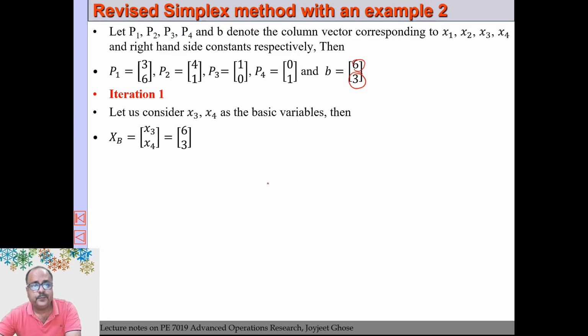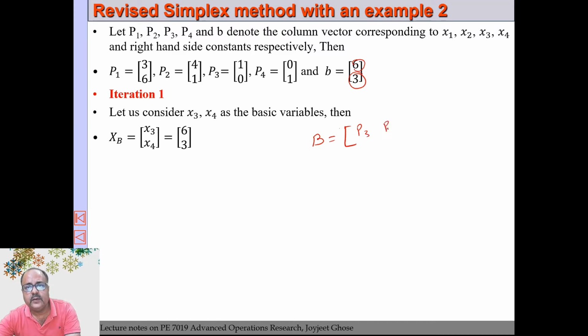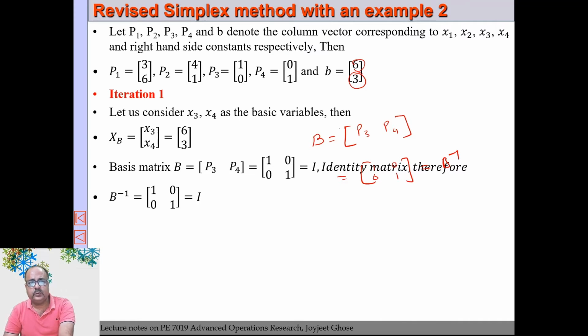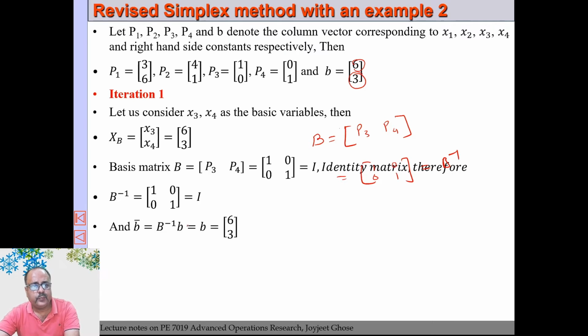To check this, we need to find B. B is basically a column matrix of P3, P4. In this case it will be 1, 0, 0, 1, which is equal to B inverse. So it's an identity matrix, so B inverse is this.